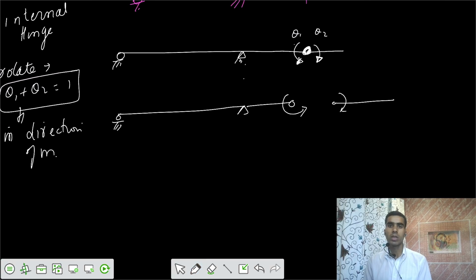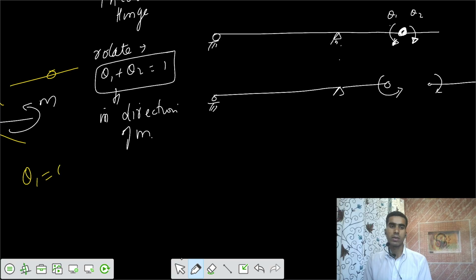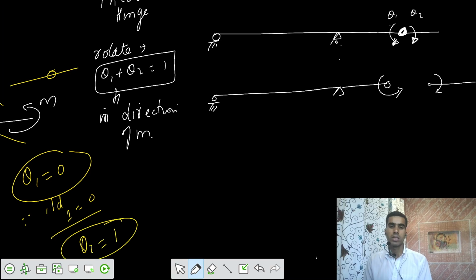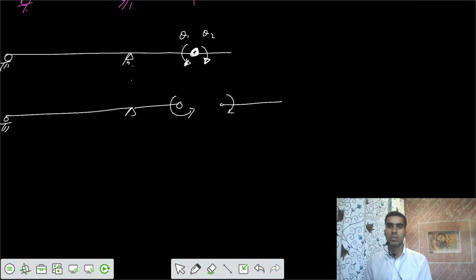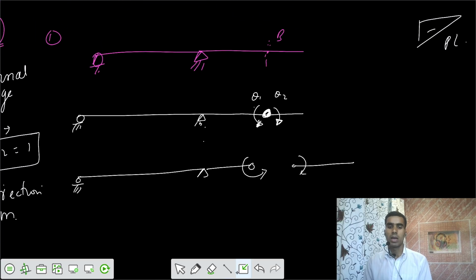So θ1 would contribute 0, because the ILD for the first part would be 0. That means θ2 would be the entire 1 unit. So you have to rotate the other part of the member by a unit of 1. You have to rotate this part clockwise by 1 unit, which means the profile would be in this way.